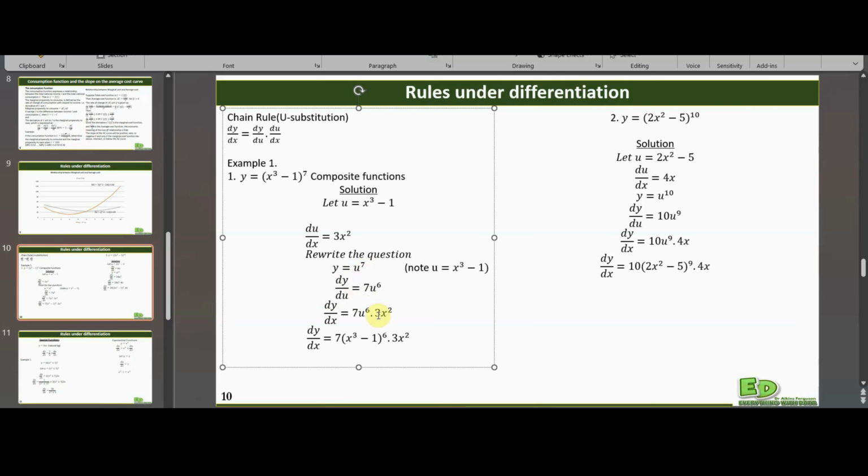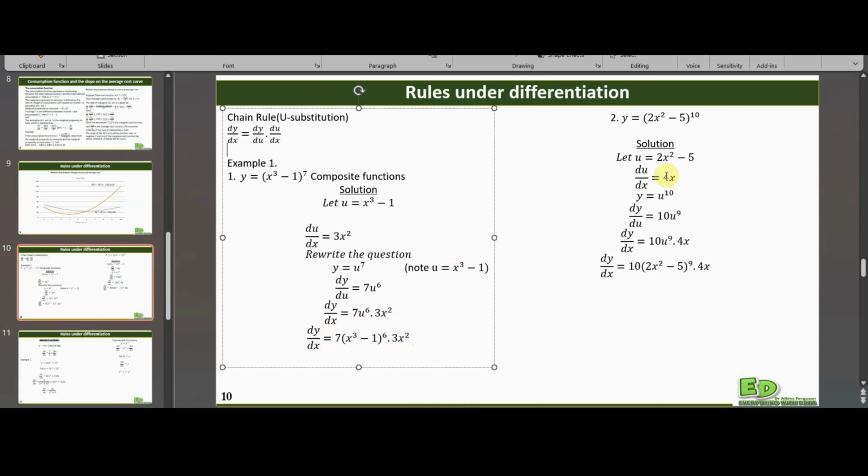What to do is that we just back substitute. We just put these two functions, 7u to the power 6 and 3x squared, back into the chain rule formula over here. And that will give us this: 7u to the power 6 by 3x squared. Right? Then we'll put the actual term of u. Note that we said u is equal to x cubed minus 1, right? And that will give us dy over dx being equal to 7 into bracket x cubed minus 1, all to the power 6, multiplied by 3x squared. That is the final answer.